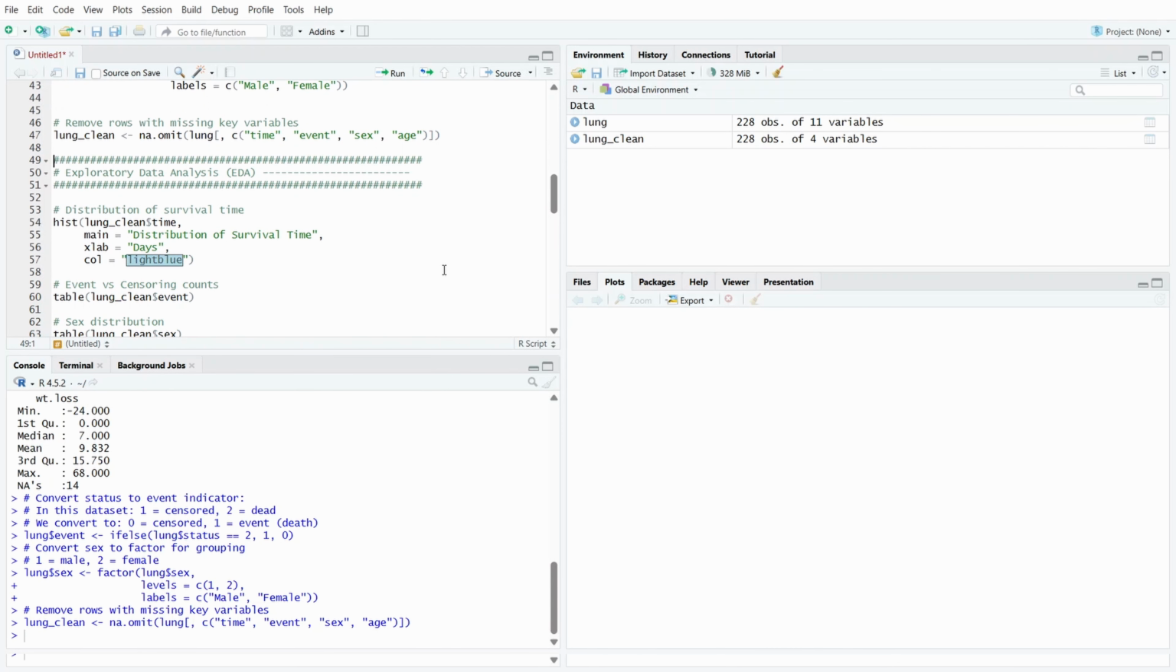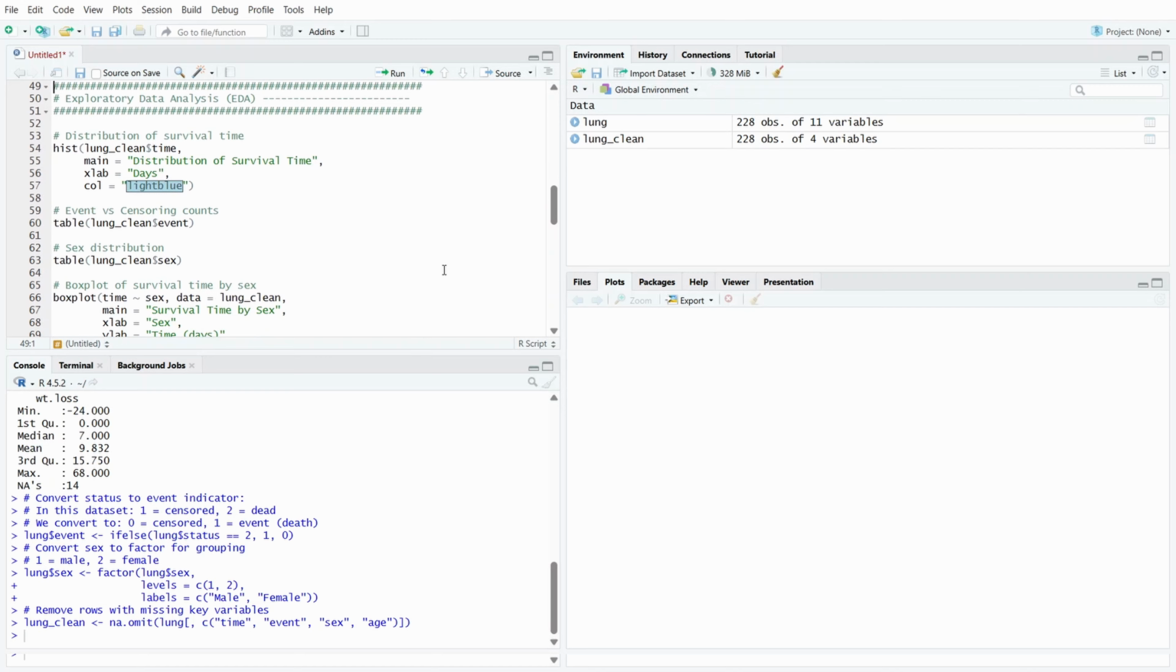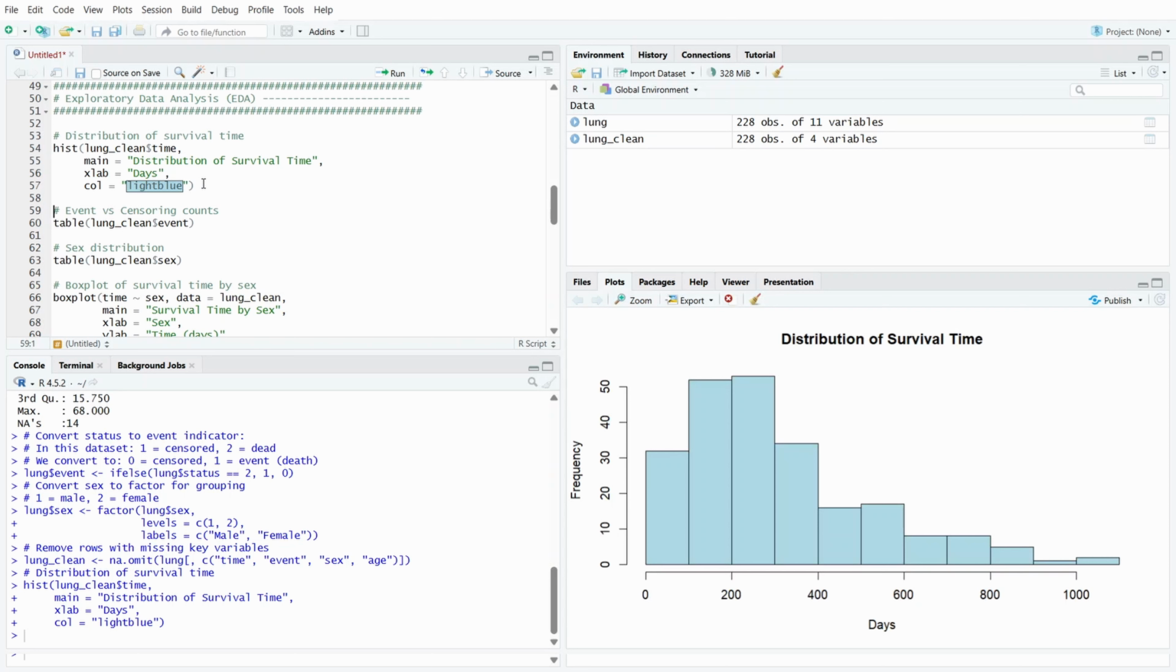Before jumping into survival analysis, we perform a brief exploratory data analysis. We start by visualizing the distribution of survival times using a histogram, which helps us see how long patients typically survive. So let's take a closer look at this histogram showing the distribution of survival time measured in days. Right away, we can see that the data is not symmetric. It's right skewed. Most of the observations are clustered on the left side of the plot, with a long tail stretching out to the right. That tells us that while many patients have shorter survival times, a smaller number survive much longer.